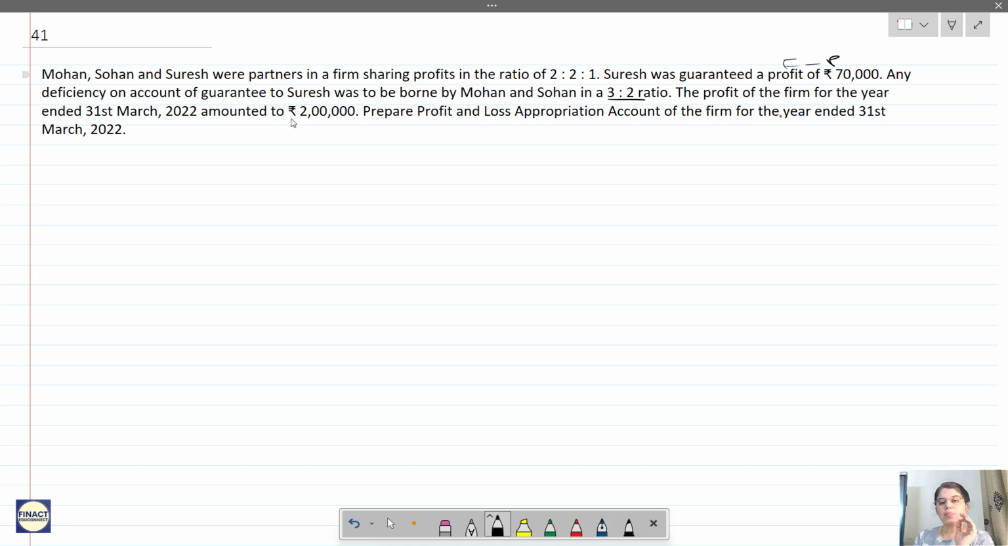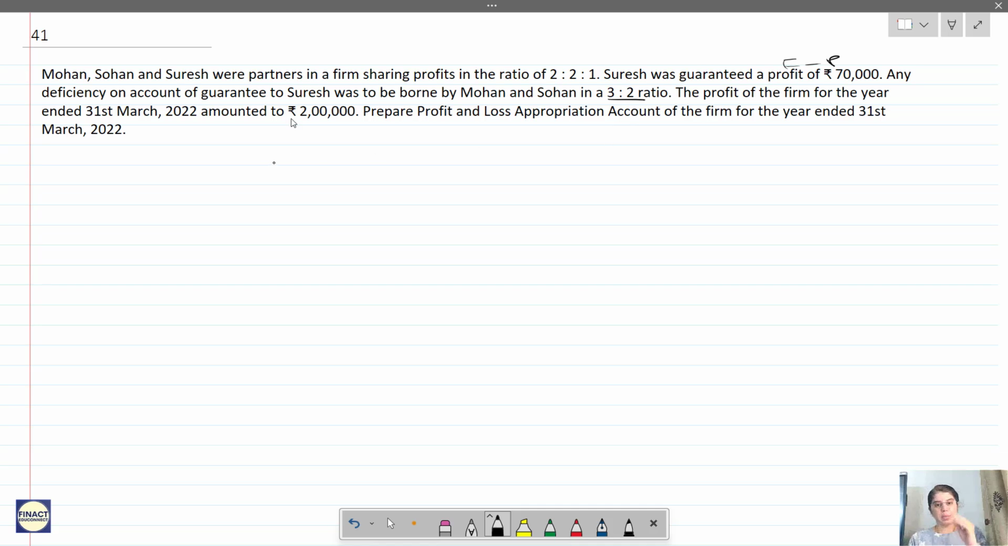See, most of the questions they will ask you are on profit and loss appropriation only nowadays. But sometimes, rarely, if there is a loss, you cannot adjust it in profit and loss appropriation. Then in that case, you have to pass that adjustment entry. That is method 2 of accounting. Now here they are asking you to prepare profit and loss appropriation account only.